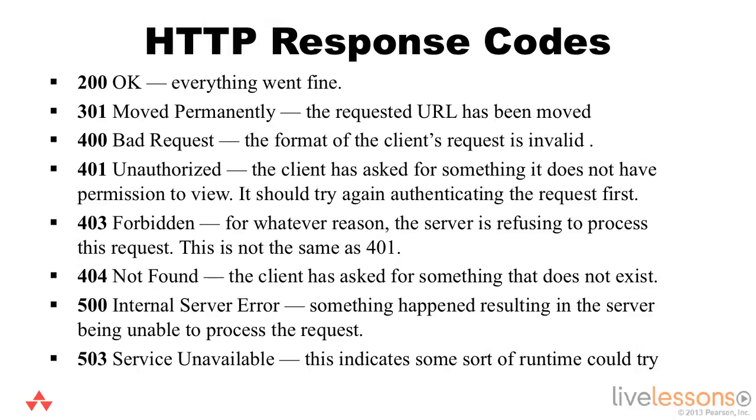So for example, a 401 means you're asking for something that you don't have permission to view. 403 means the server is refusing to respond to the request. It's not the same as 401. You might just be asking for something you will absolutely never have permission for, whereas with 401, it'll let you try again if you authenticate yourself. 404, I'm sure you've all seen, is not found. And then we'll use the 500 and the 503 as well.